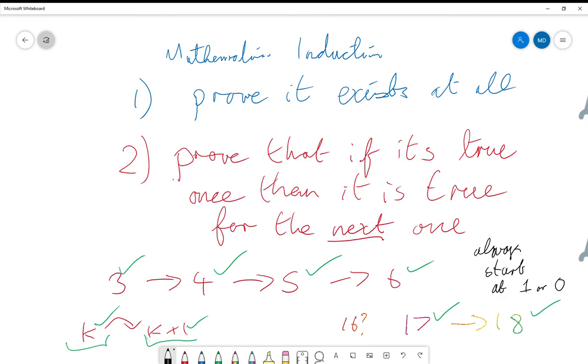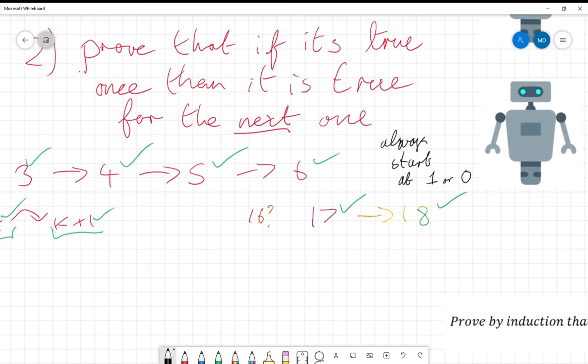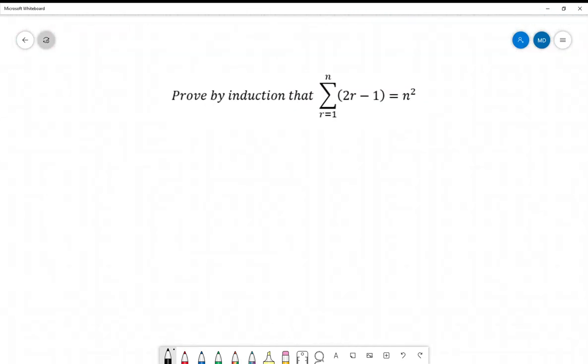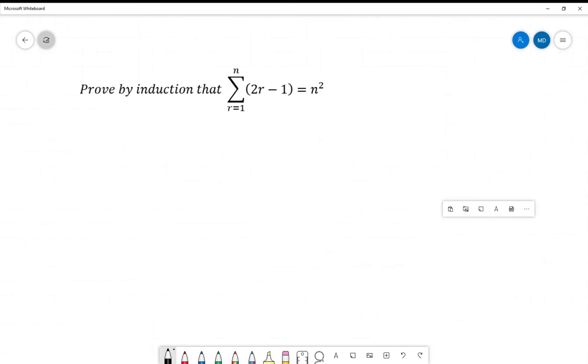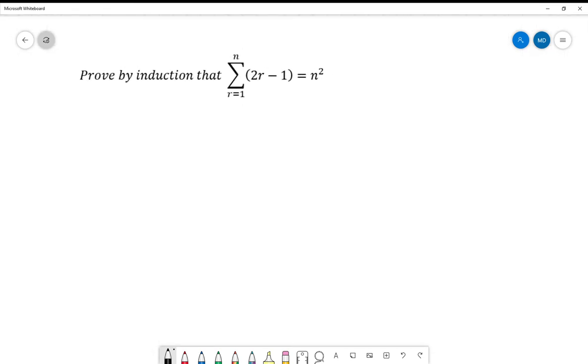Okay, mathematical induction is always broken down into 4 steps. So let's go through those steps now with a lovely example. Prove by induction that the summation of 2r minus 1 from r equals 1 all the way up to n is n squared. And this is equivalent to saying the sum of the odd numbers is equal to that squared. So is equal to the square numbers.